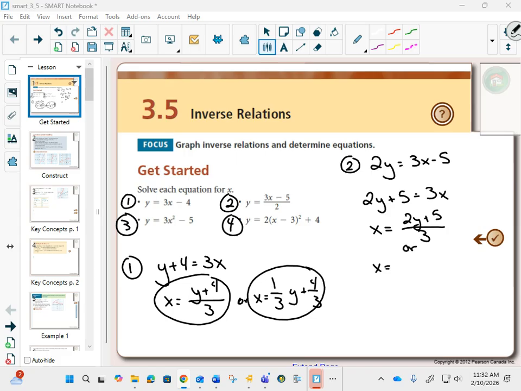And of course, if I wanted to, I could make this 2/3 y plus 5/3. So both of these are solving for x because we've gotten x by itself.